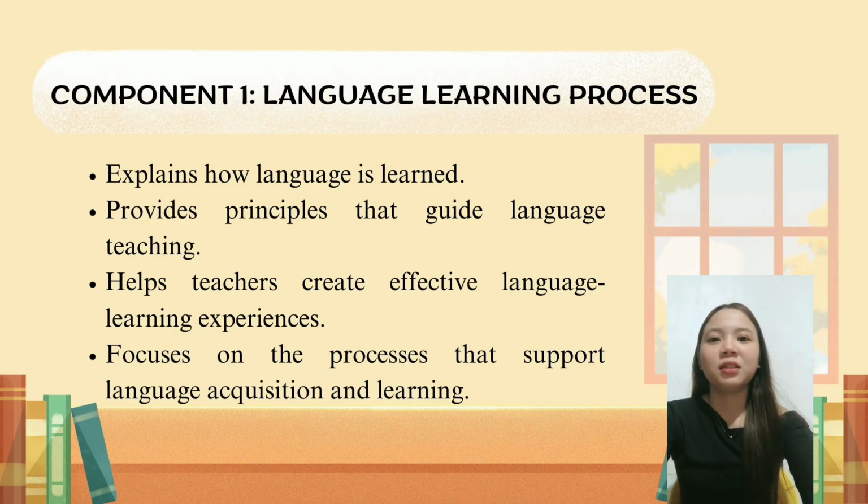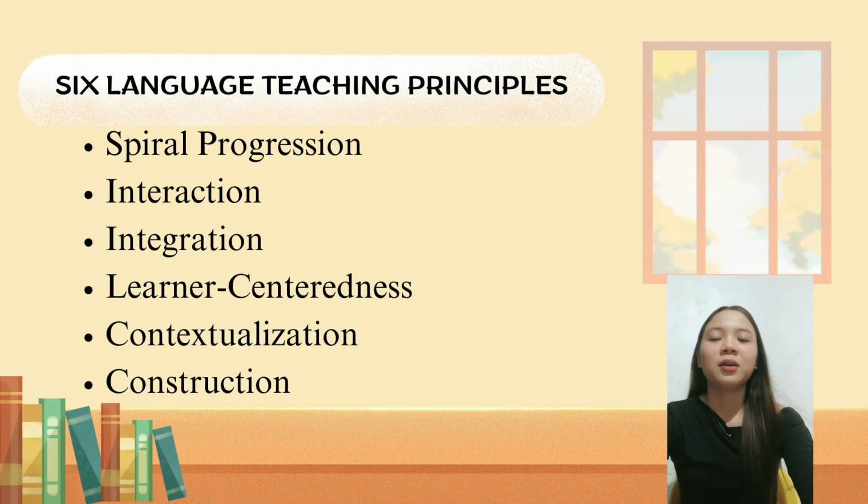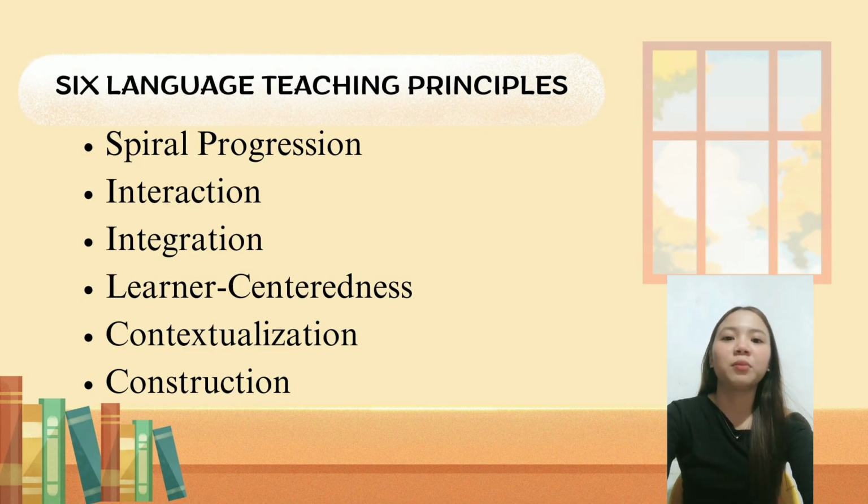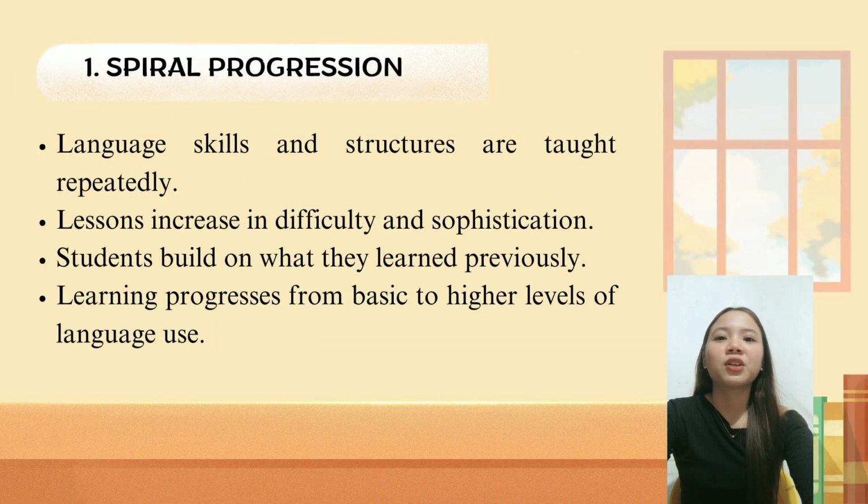So now let's proceed to the 6 language teaching principles. Component 1 has 6 language teaching principles. First is the spiral progression, second is the interaction, third is integration, fourth is learner-centeredness, fifth is contextualization, and lastly, construction. So these 6 principles have different meanings, but they all work together to make language learning more effective.